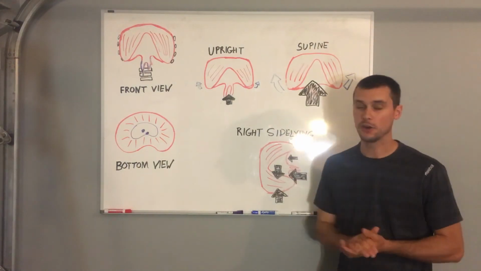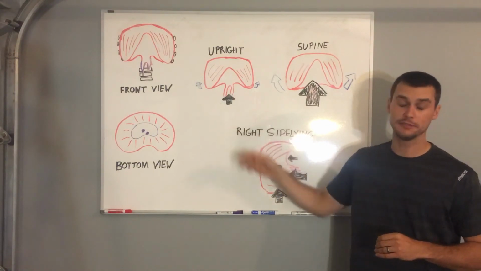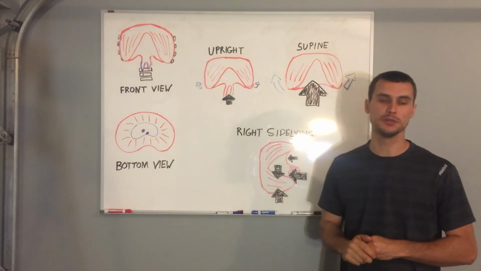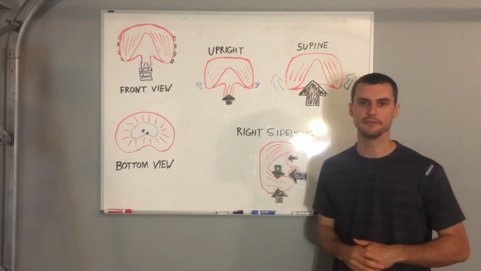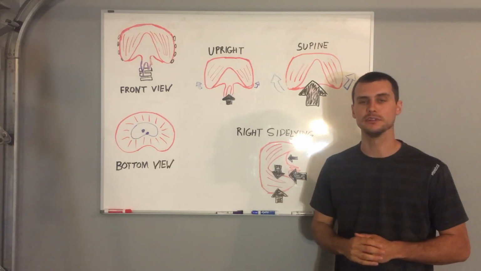So hopefully this video helps describe how an individual's position can influence the relative stability of the diaphragm's attachments and therefore its action on the lower rib cage.